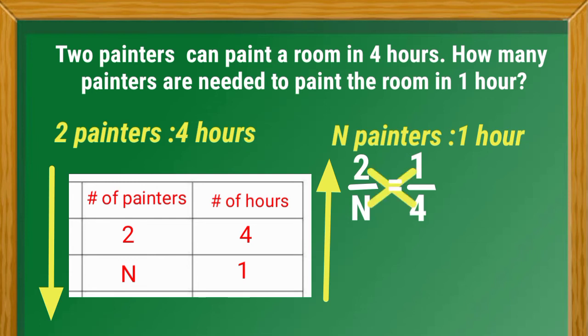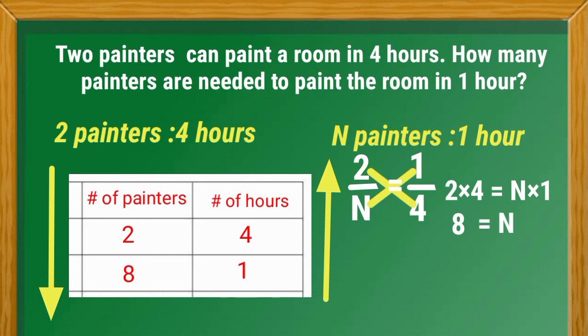We are going to cross multiply. 2 times 4 equals n times 1. That would be 2 times 4 is 8 and n times 1 is n. So the value of n here is 8. So it means there are 8 painters needed to paint the room in 1 hour.